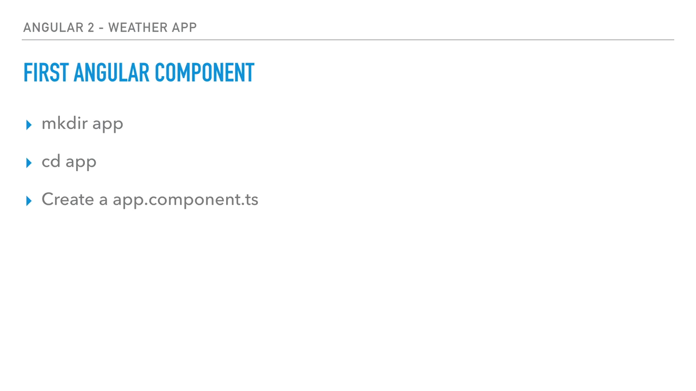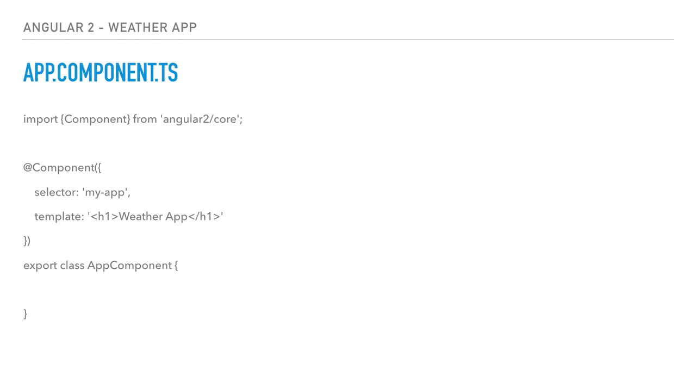Okay, I'm explaining here that we need to create a new file that is app.component.ts. This is going to be the TypeScript file where we will hold the Angular component. And this is the code that we should write. This is a minimum and very basic component.